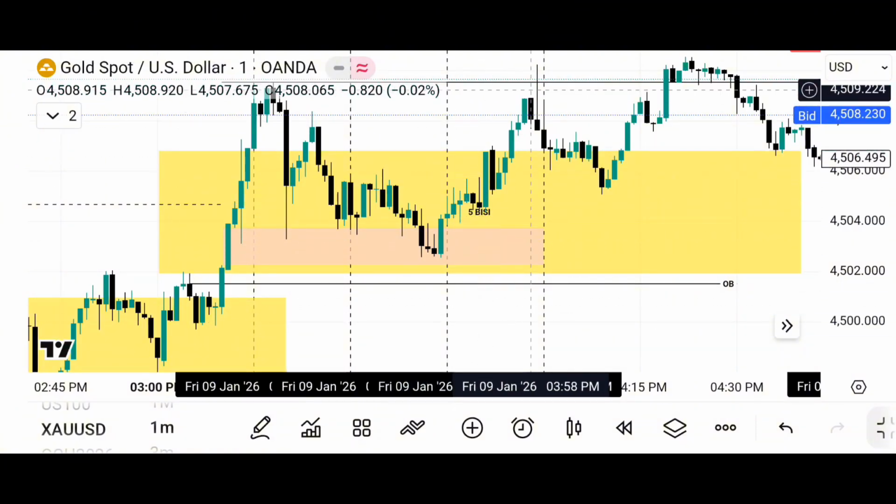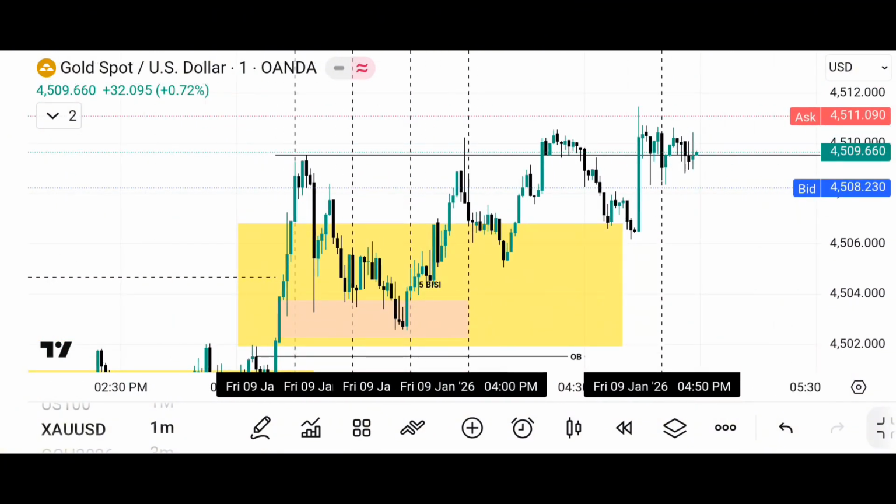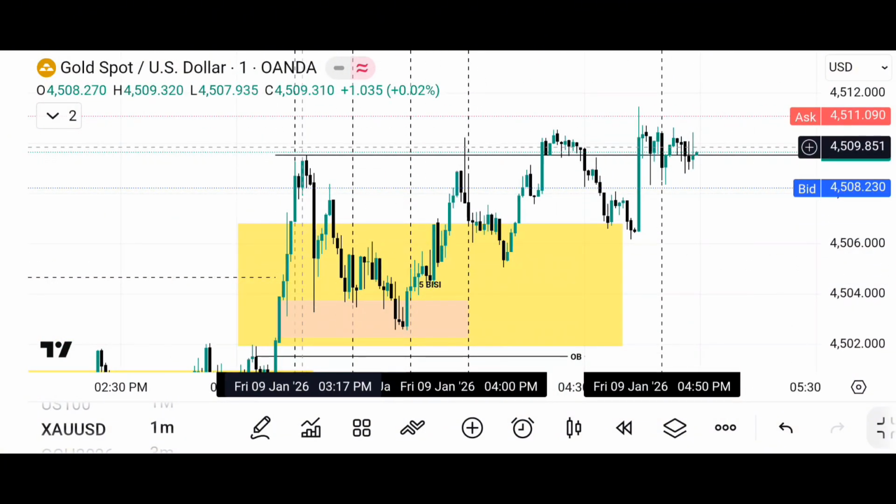So go long and target buy side liquidity, which is on top of this high.